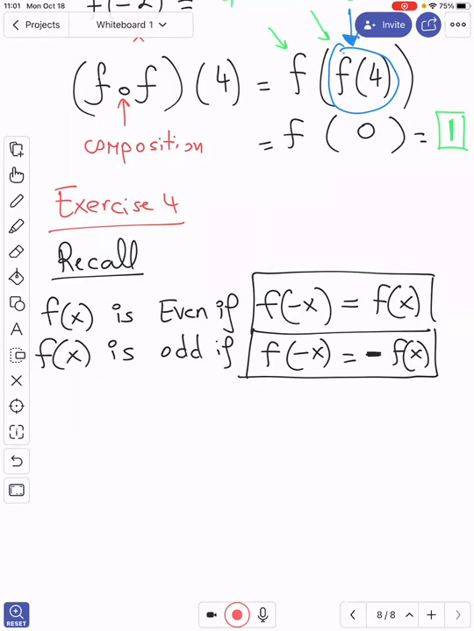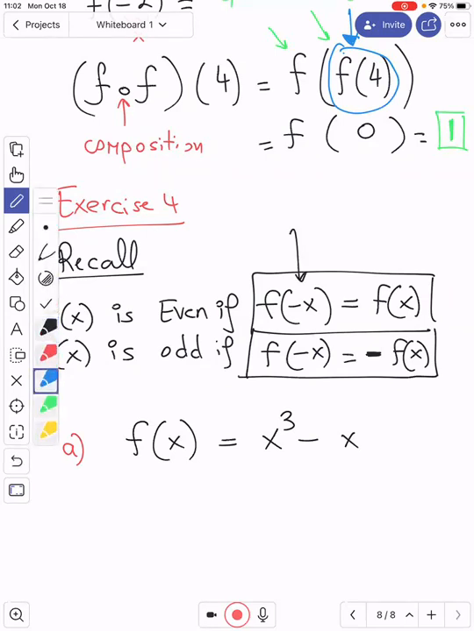So the way to justify your answer is, for example, for the first one, let's say f of x, which is x cubed minus x. As a first step, guys, you have to find f of minus x. Once you find f of minus x, you can compare it to f of x or to minus f of x.